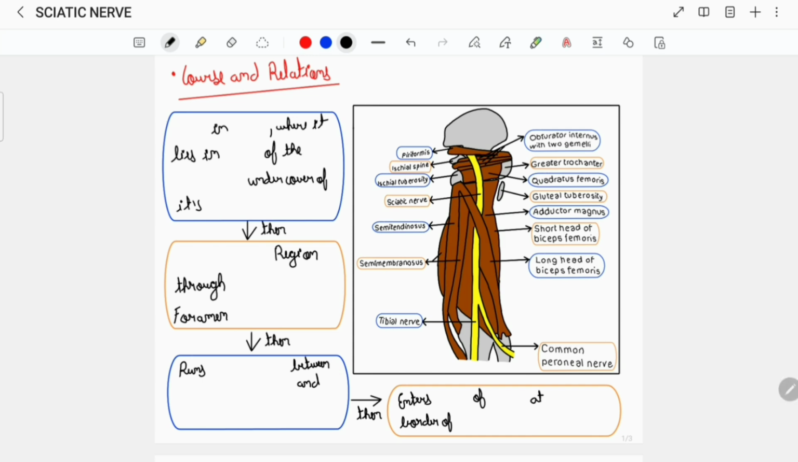The sciatic nerve begins in the pelvis, where it lies in front of the piriformis muscle, under cover of its fascia. It then enters the gluteal region through the greater sciatic foramen.